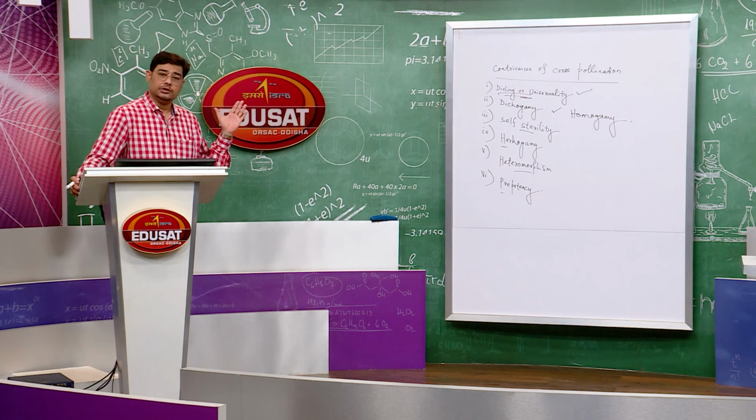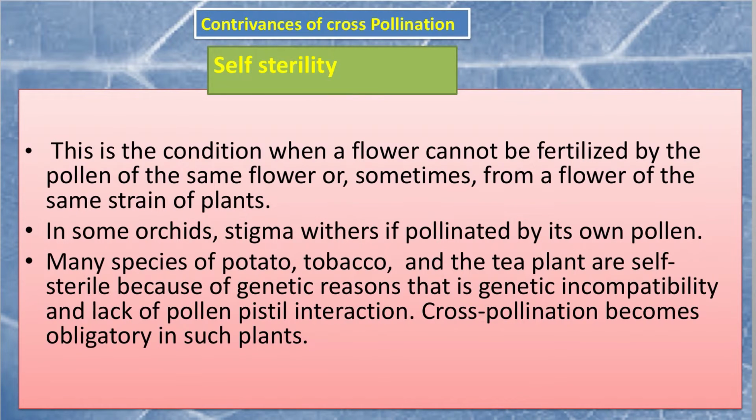Next, moving to the third one, that is self sterility. This is a condition when the flower cannot be fertilized by the pollen of the same flower, or sometimes of a flower of the same strain, the same variety of plants.